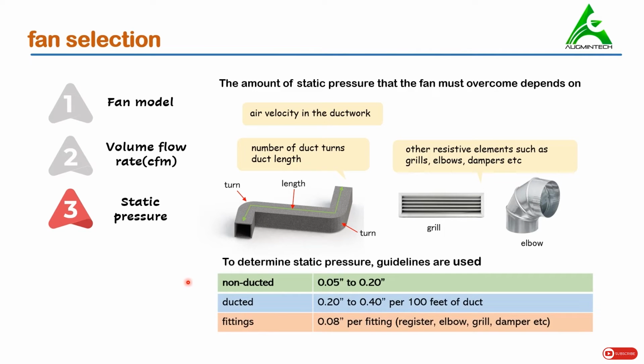Now we'll refer to this table. This gives us direct values of some factors. So to determine static pressure, some guidelines are used. For non-ducted systems, we use the value of the resistance as 0.05 inches to 0.20 inches. So this value of static pressure can be used for non-ducted systems. For ducted systems, however, we can use the value from 0.20 to 0.40 per 100 feet of duct length.